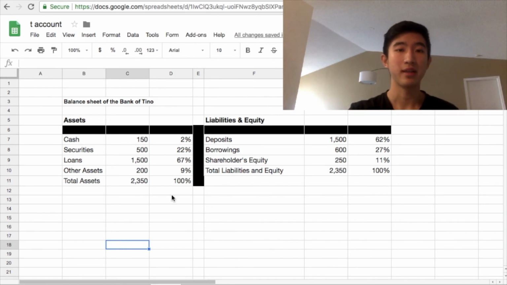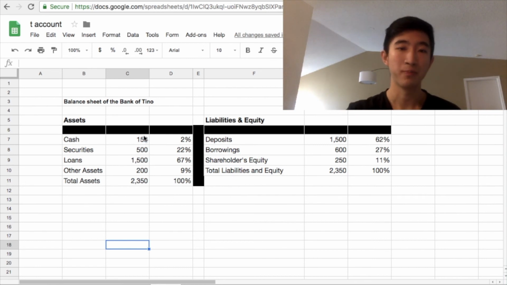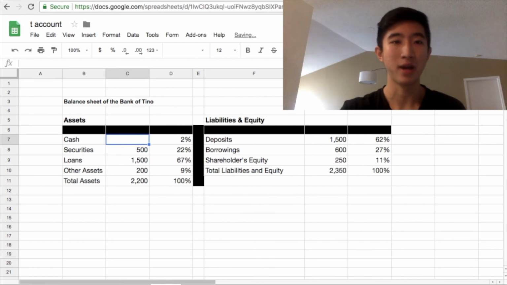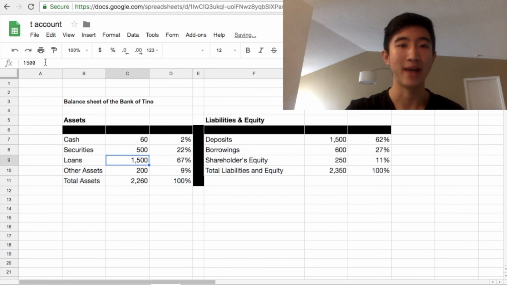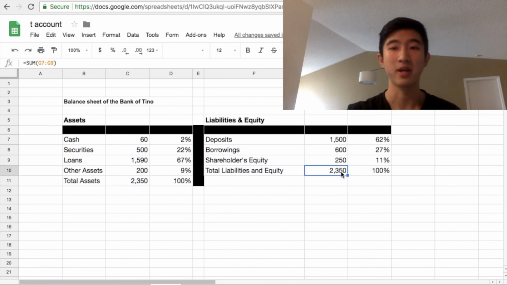So let's say now the bank decided to loan out $90 of that $100. It's very simple. For the cash, we'll minus 90, which equals 60, and for the loans, we'll add 90. It will become 1590. So as we can see now, the left and right become balanced again.